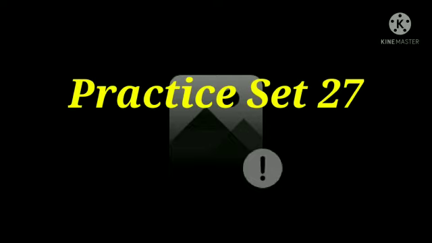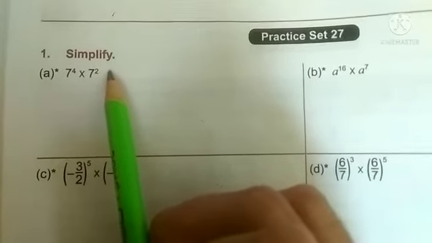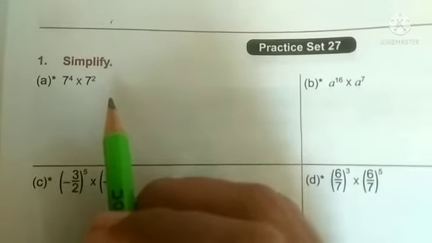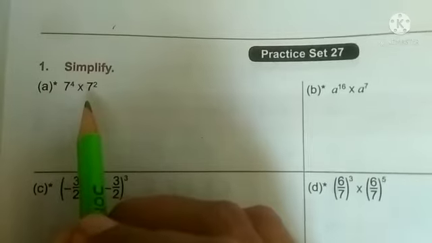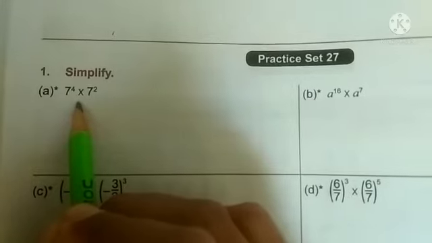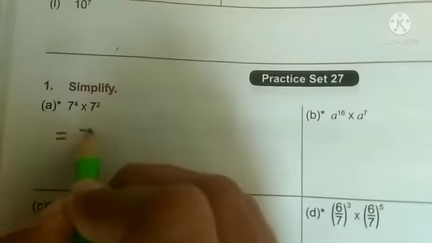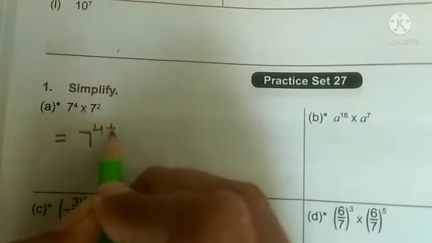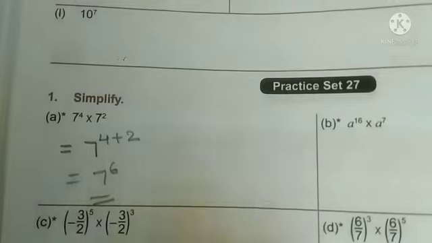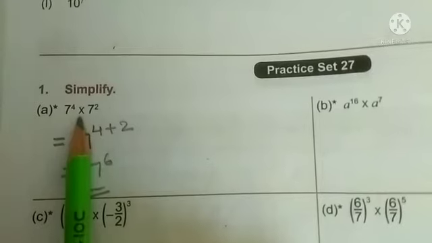Let's see practice set 27. First one, simplify. 7 raised to 4 multiply by 7 raised to 2. Clear? Now we have studied the rule for simplifying the indices. So in a simple way you have to keep in mind that whenever your bases are same and the multiplication sign is given, what will you do with your index? You have to add your index, that is 7 raised to 4 plus 2. You will get 7 raised to 6. Clear? Nothing else you have to do, just add your index when the multiplication sign is given.